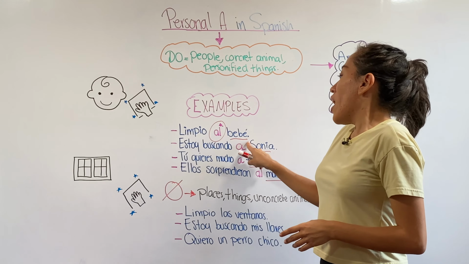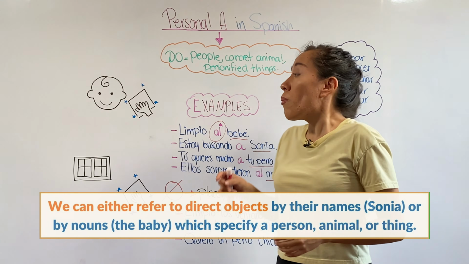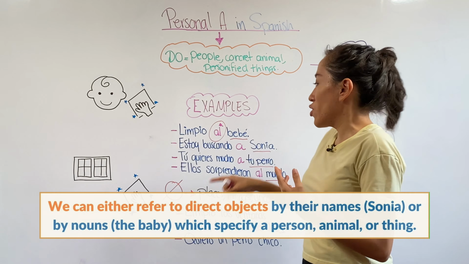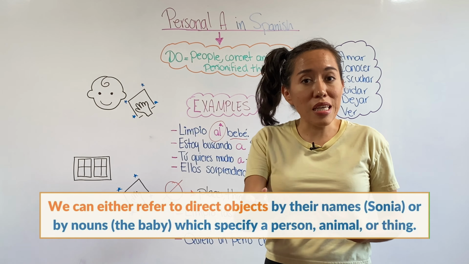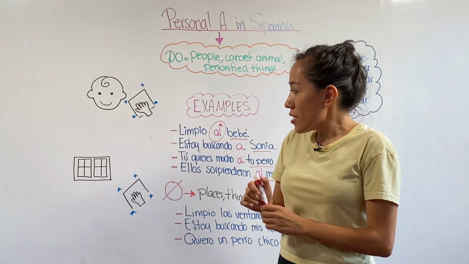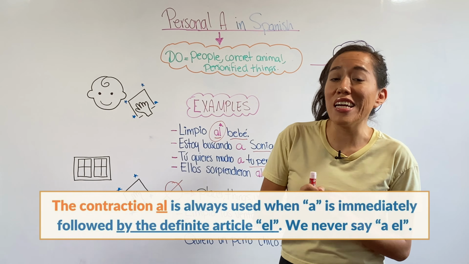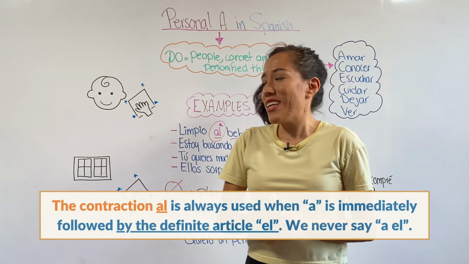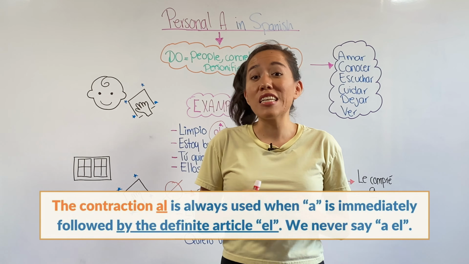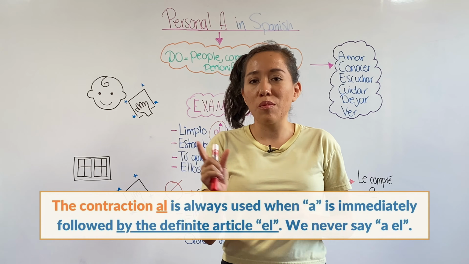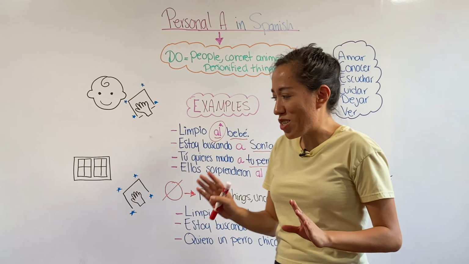So, as you can see, we can use the name of the person, such as Sonia, but we can also use nouns, such as bebé, baby, and mundo, to talk about things. However, when we use this, we need to use the contraction al. In Spanish, we cannot say, yo limpio a el bebé. In Spanish, we need to say, yo limpio al bebé, okay? It's still personal a, okay? So don't get confused by that.